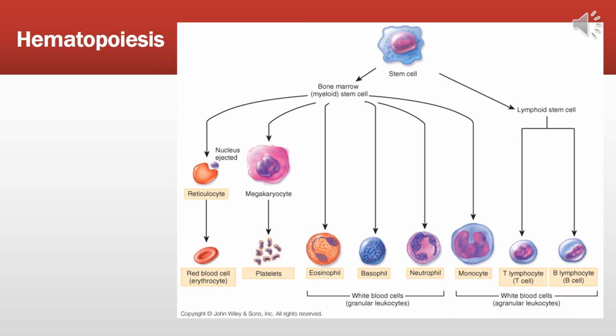And then all the rest of these cells are immune cells or leukocytes, of which there are two different types, which we'll talk about in the next slide. But anyway, we have eosinophils, basophils, neutrophils, and these are granular leukocytes. And then we have monocytes, T lymphocytes or T cells, and finally B lymphocytes or B cells, which are agranular leukocytes.